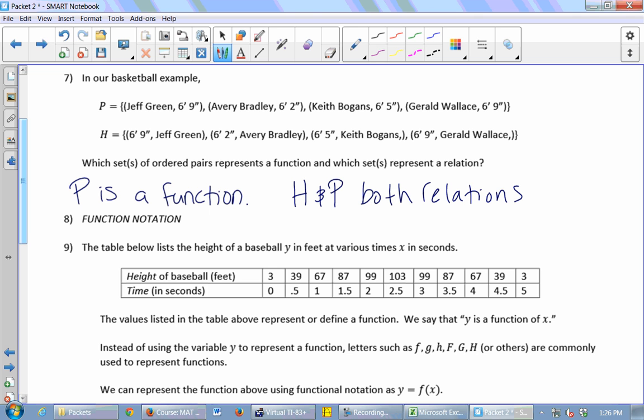Yeah, there are no repeats in the domain. Yeah, that's a good way to check. Each person has exactly one height, right? There's no way that a person could be 2 different heights, right? So that's what makes it a relation, a function, because every person has exactly one height. But every height doesn't go with exactly one person, right? So that means that was what makes H not well defined.